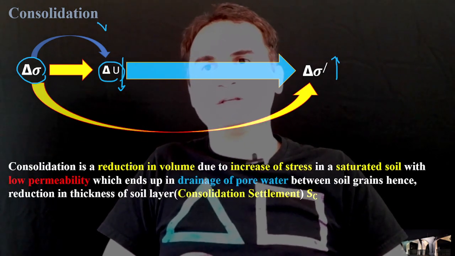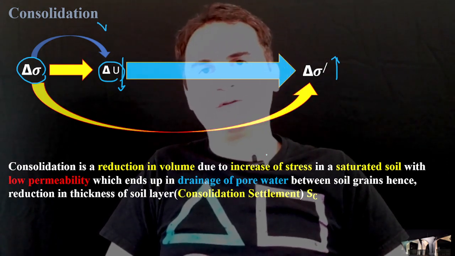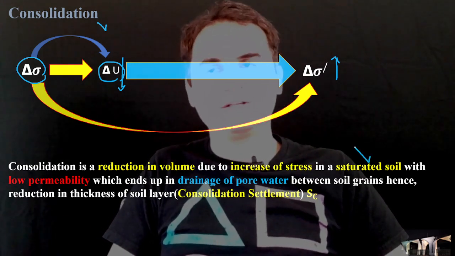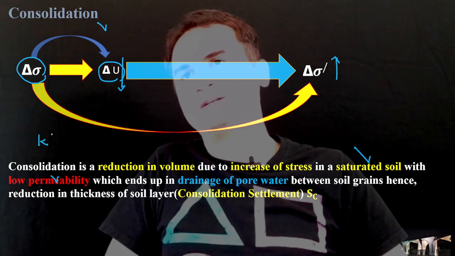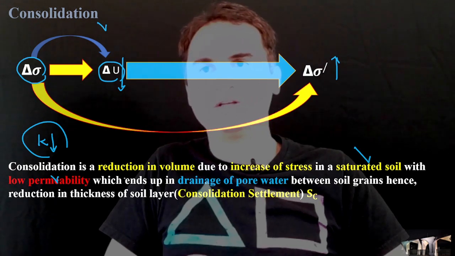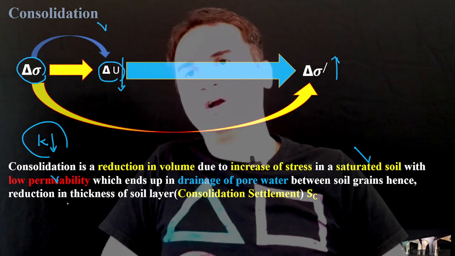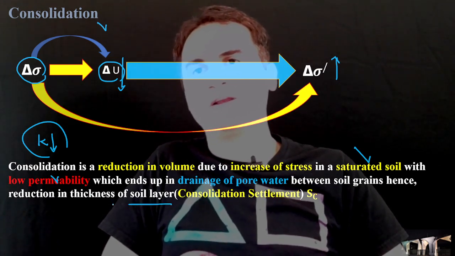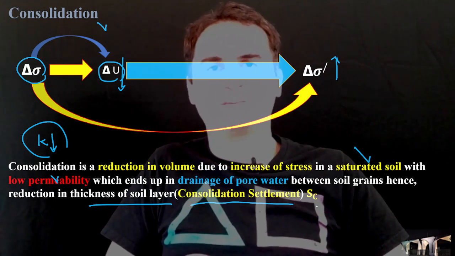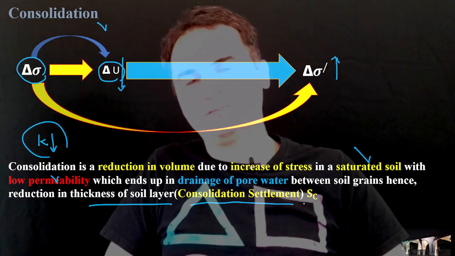So consolidation is a reduction in volume due to an increase of stress when you apply a pressure on a soil layer in a saturated soil with low permeability. So definitely K should be small enough. Consolidation ends up in drainage of pore water from soil grains, and the outcome is a reduction in thickness of the soil layer. We call that consolidation settlement. S sub C stands for consolidation settlement.